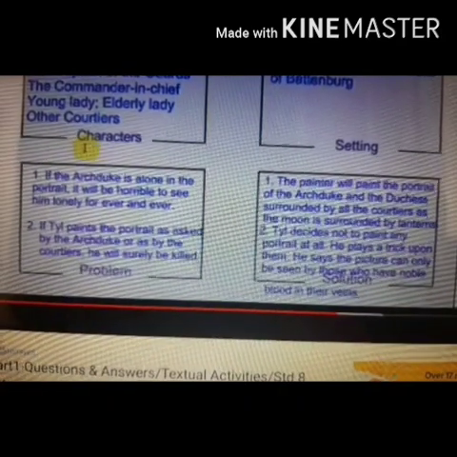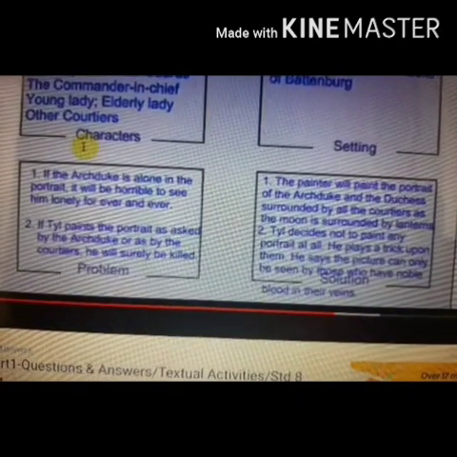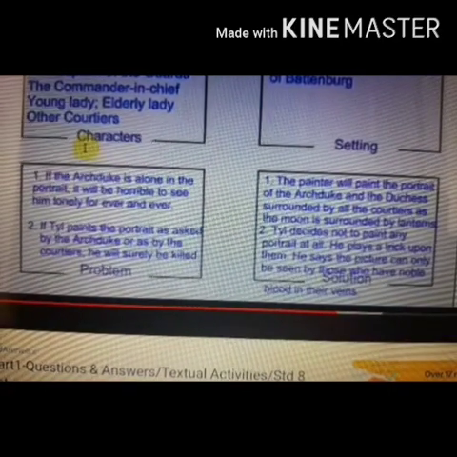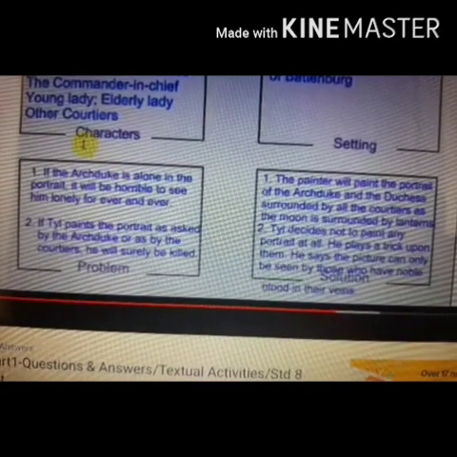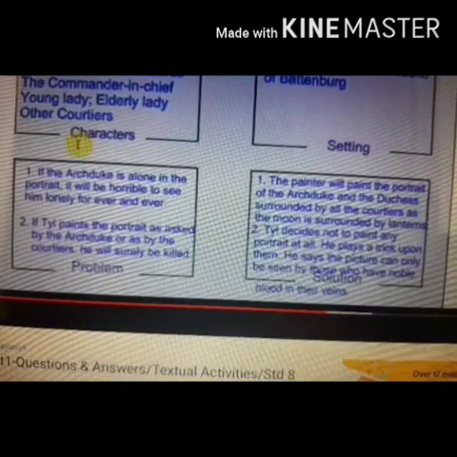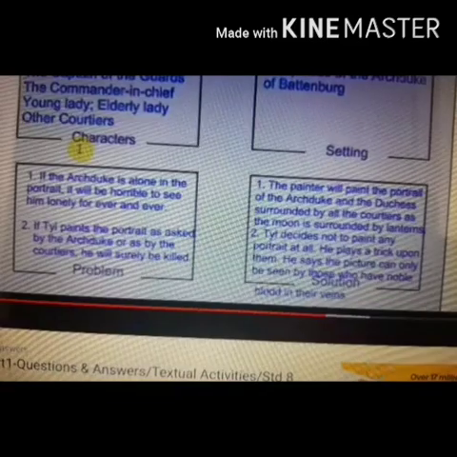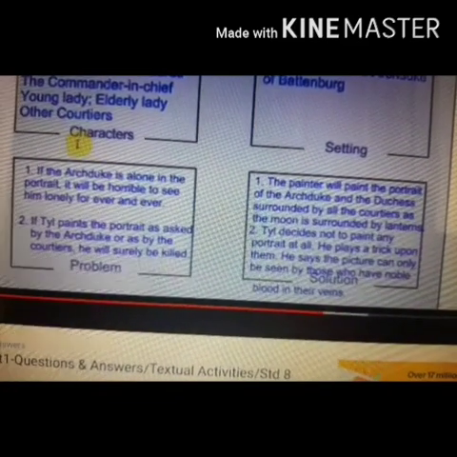Problem. If the Archduke is alone in the portrait, it will be horrible to see him lonely forever and ever. If Till paints the portrait as asked by the Archduke or asked by the courtiers, he will surely be killed. That was the problem.